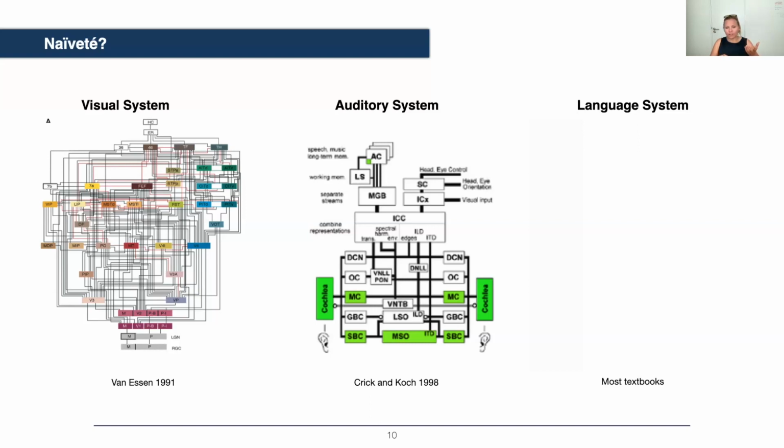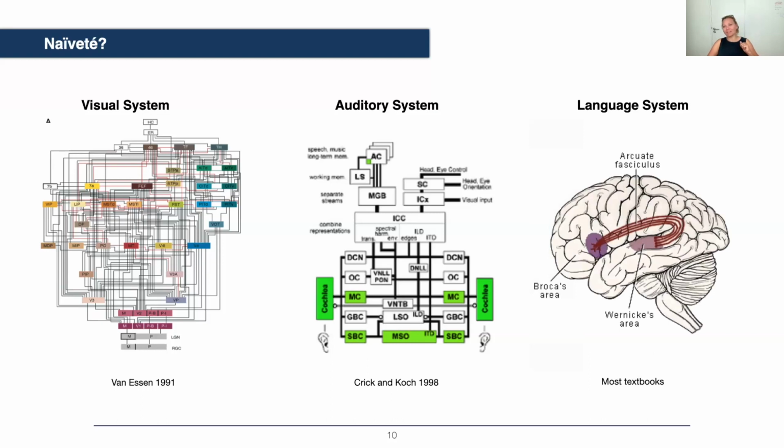Now, what we can appreciate here is that the visual system and the auditory system are densely packed with areas and connections, and these systems have to be extremely fine-tuned to work together. Now, if we put that in comparison to what most textbooks tell us the language in the brain, which is arguably one of the most complicated functions we can have, looks like, then it's probably fair to say that we're underrepresenting the language network in the human brain.